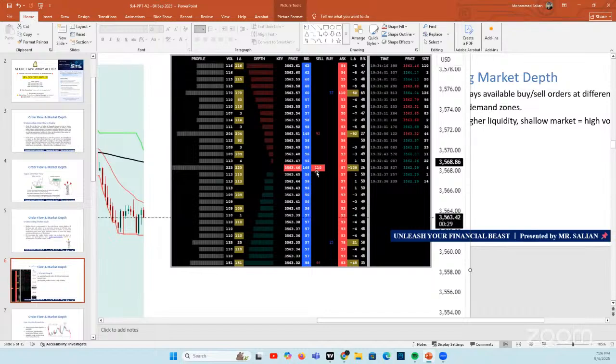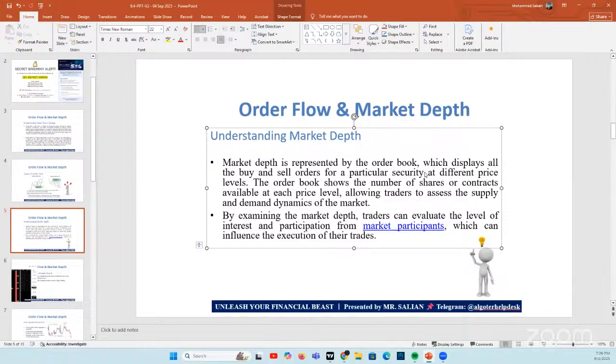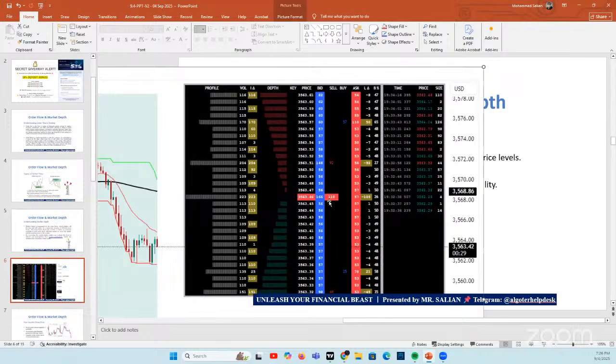Now, what do you see here? There are 110 of sellers. What did I mention here? The order book is represented by all the buy and sell orders of a particular security, for example gold, at different prices. The order book also shows the number of shares or contracts. So these are the orders. At that time when I made this screenshot, there were 110 sellers in control. That's why it made this bearish candle here, the red candle there.